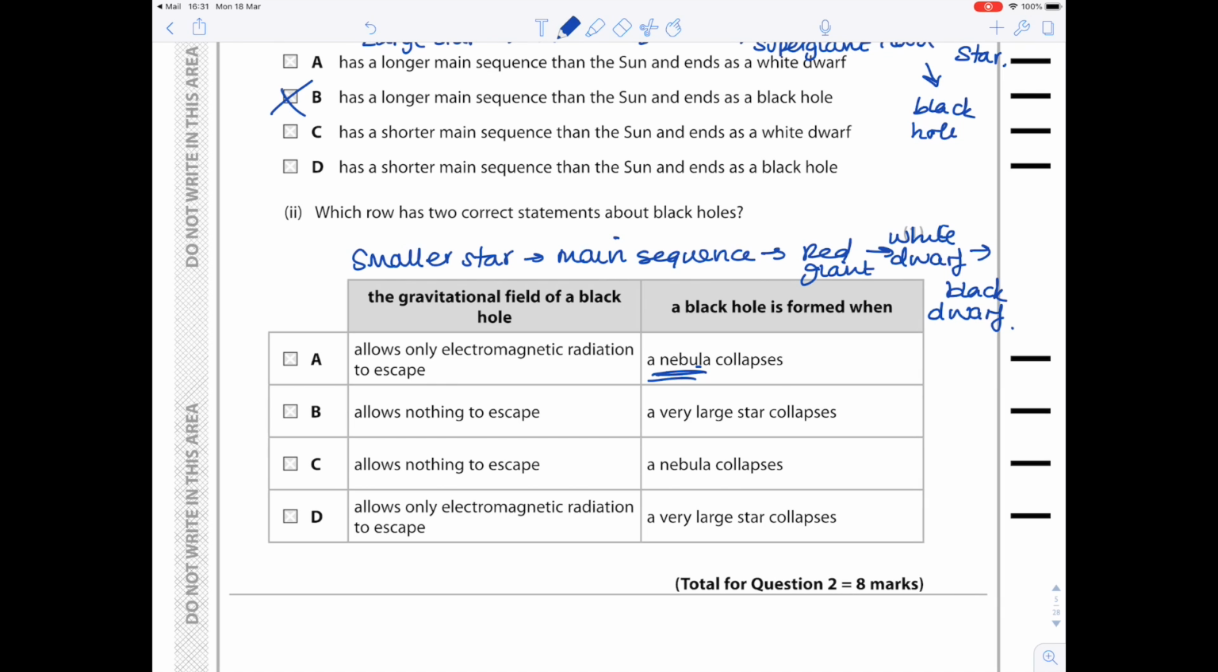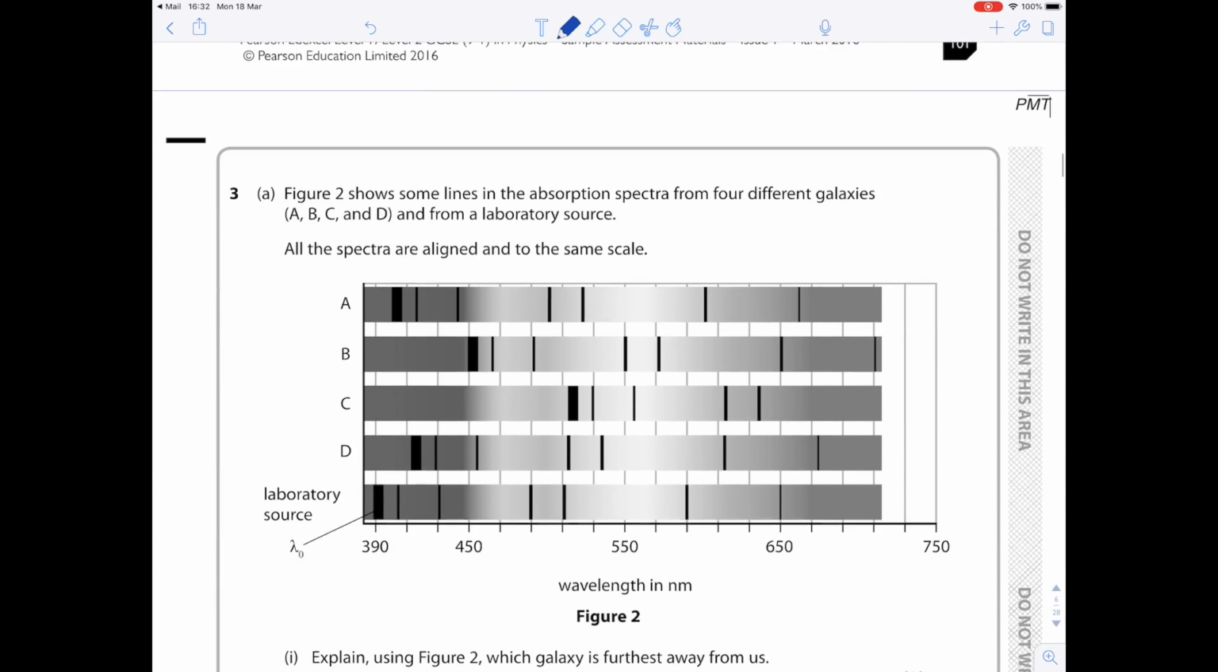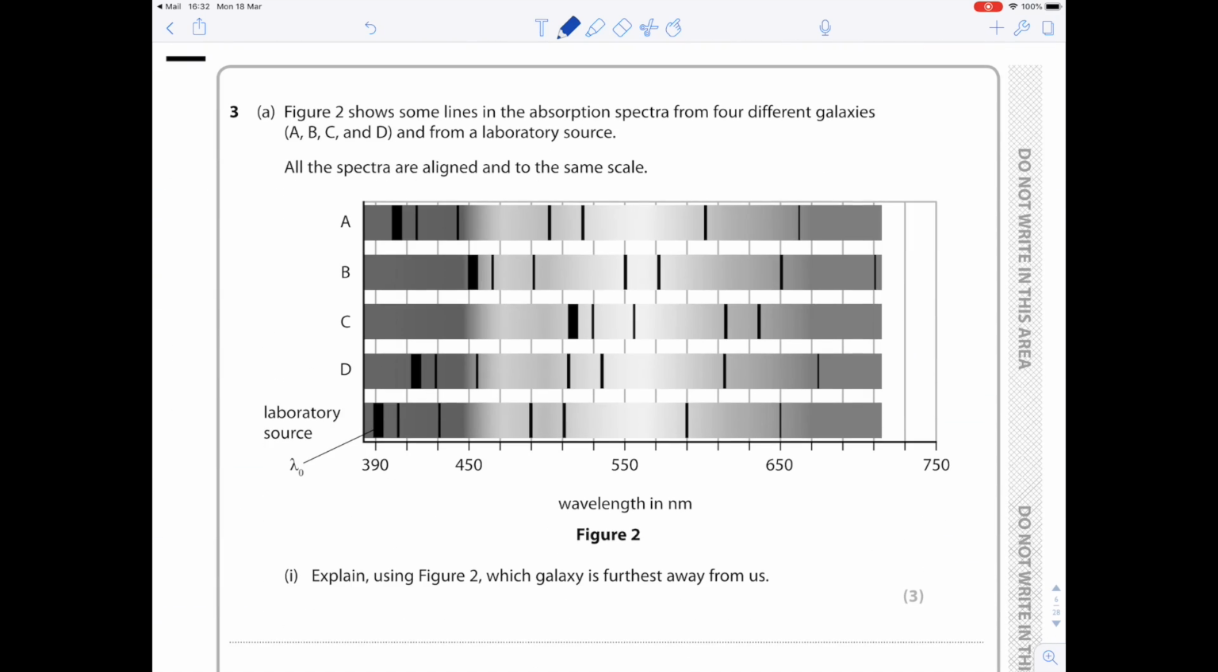B, allows nothing to escape. Yes, that's true. A very large star collapses. Yes, that's true. C, allows nothing to escape. Yes, that's true. I've already said why it's not a nebula collapses, so C is incorrect. And then D, only allows electromagnetic radiation to escape. No, I've said even light can't escape. So that's why B is the only right answer here. You do need to know a lot about stars though.